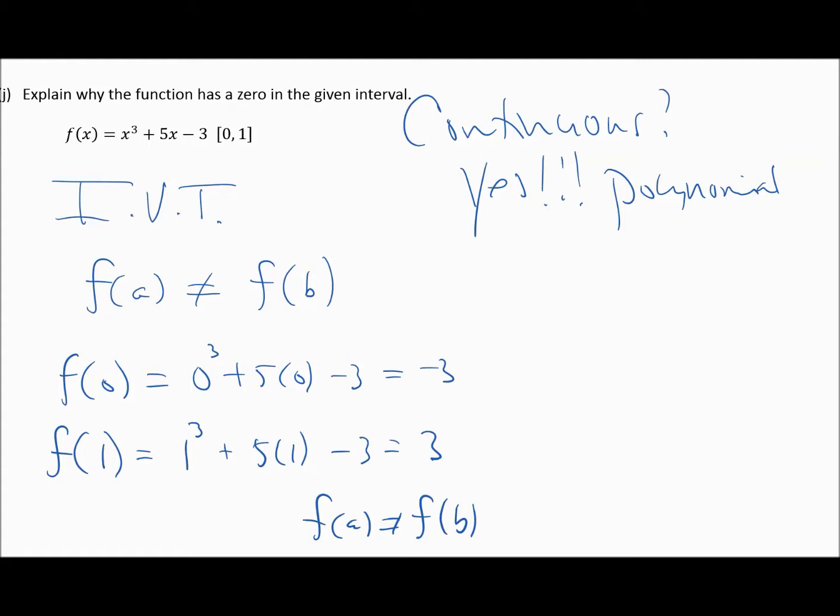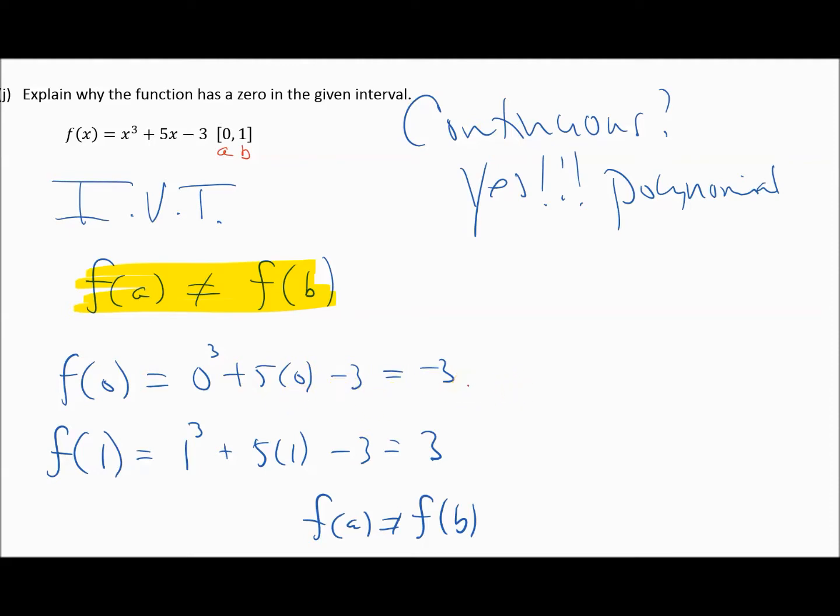We're using the intermediate value theorem, and there are three things that you have to do when you're using it. The first thing is you have to check that f of a is not equal to f of b. So, first of all, what are a and b in this problem? a is 0 and b is 1. To find out if f of a is not equal to f of b, I just substituted those values in. So I did f of 0, which gave me 0 to the third plus 5 times 0 minus 3, which is negative 3.